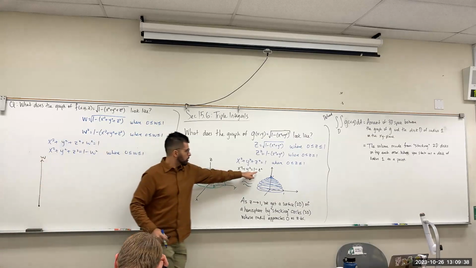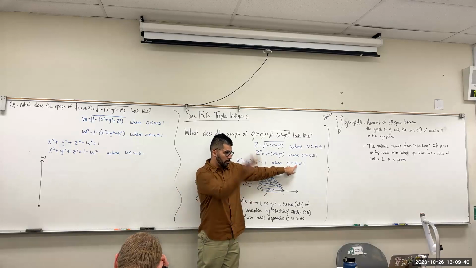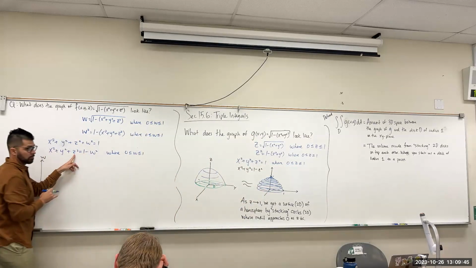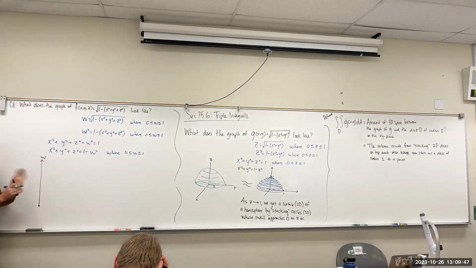Because this one was limiting z, right? So that's why I kept it up top. But this is limiting w, not z. So in 3D space, that would just be a sphere of radius 1. So we got this sphere like this. That's when w is 0.